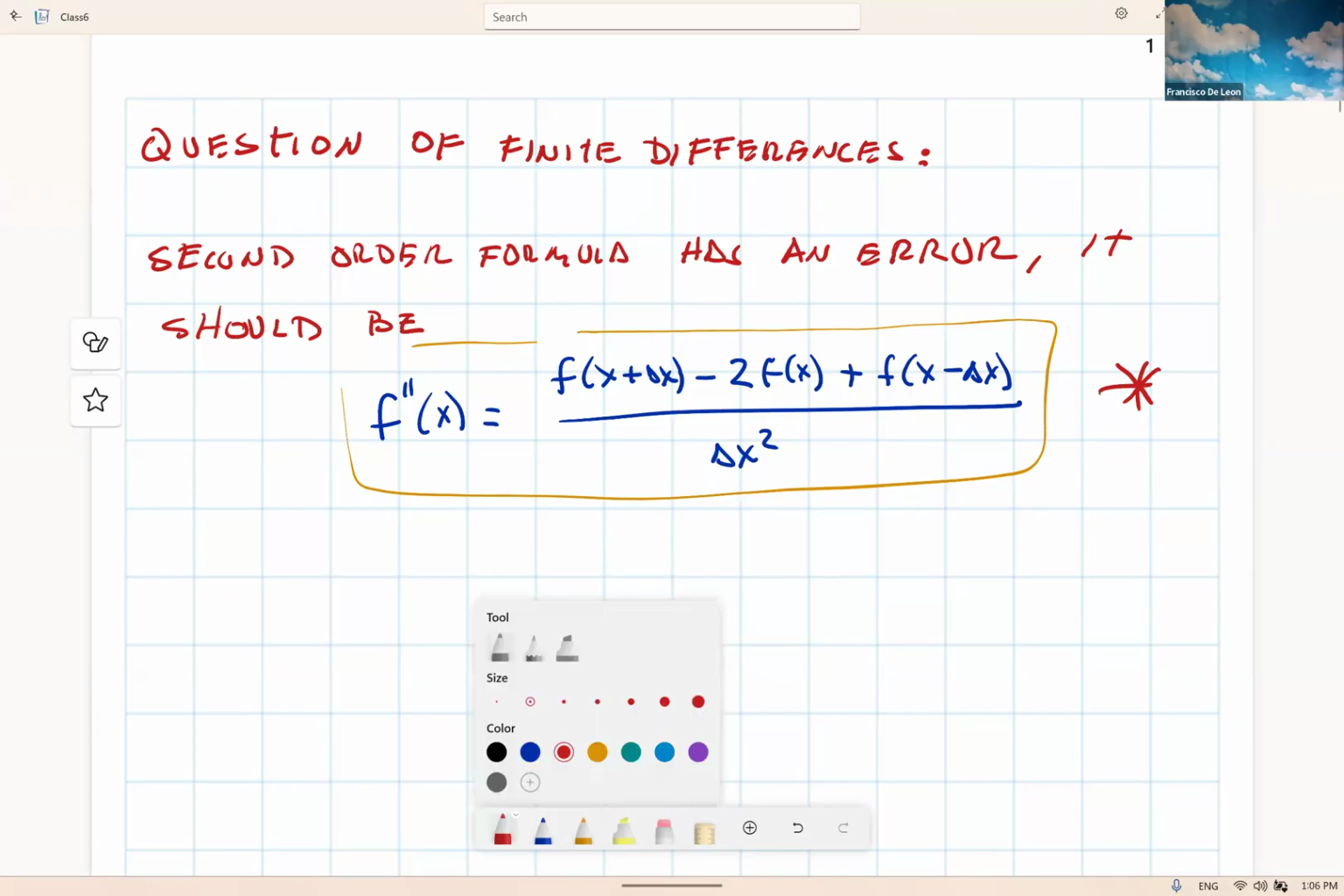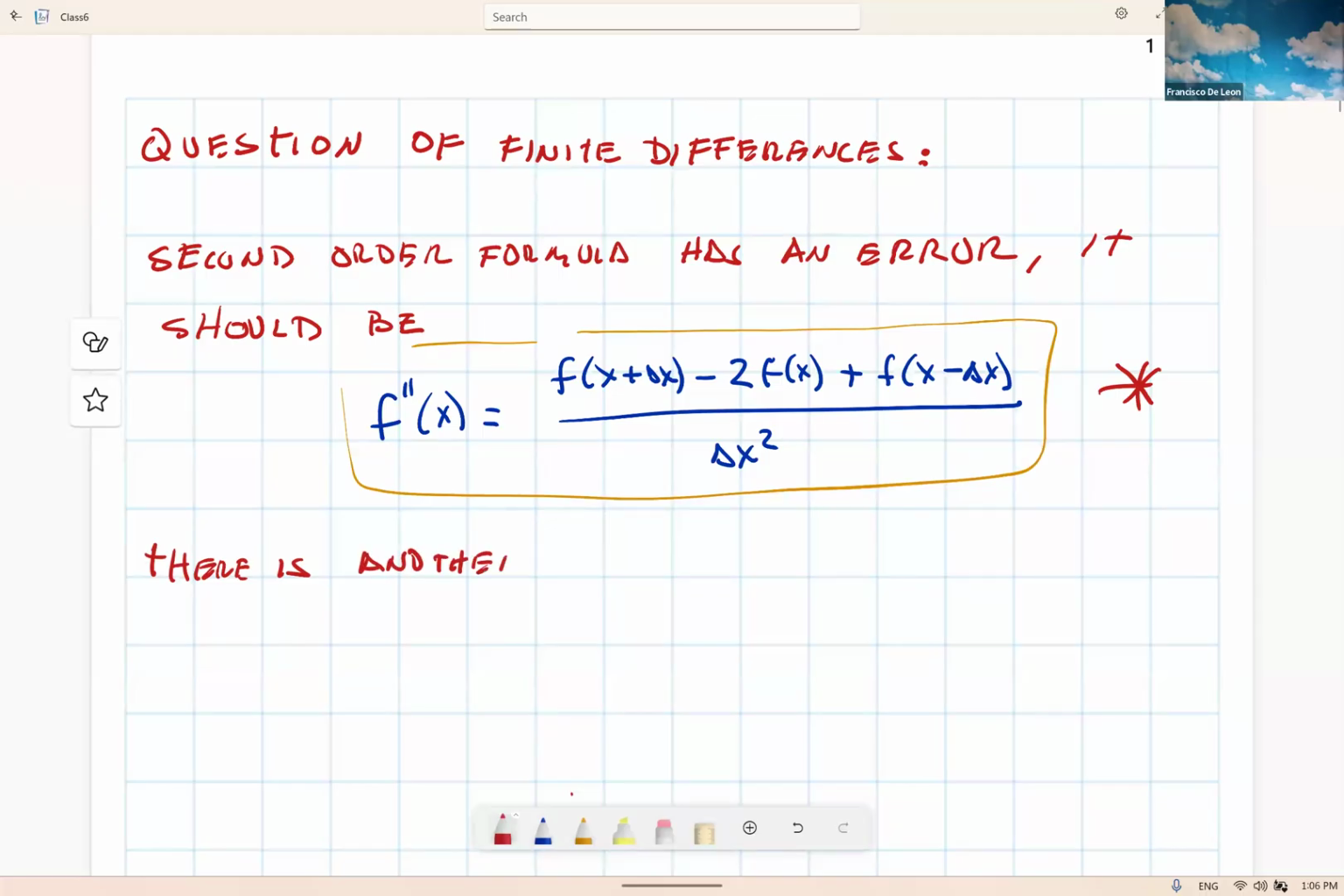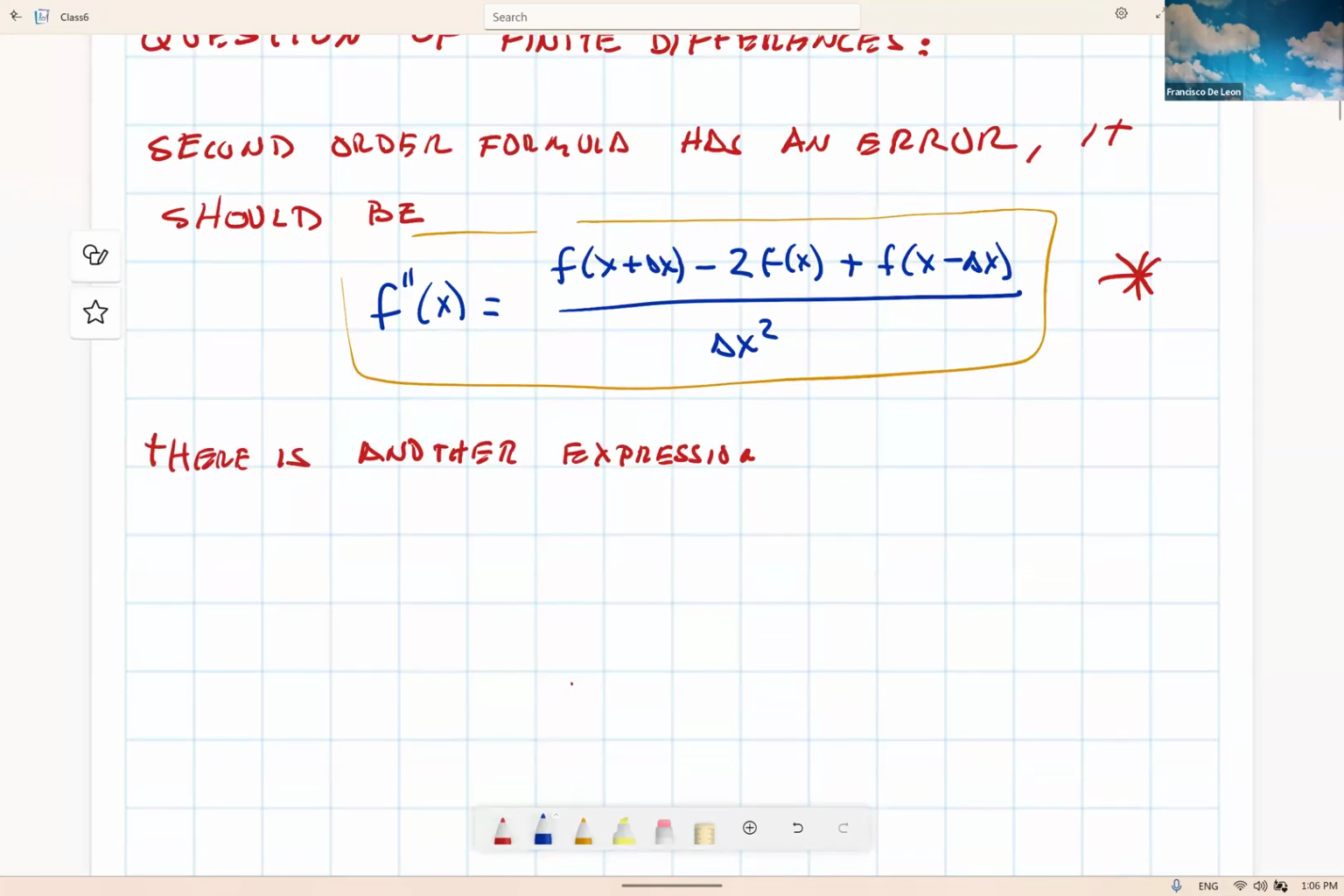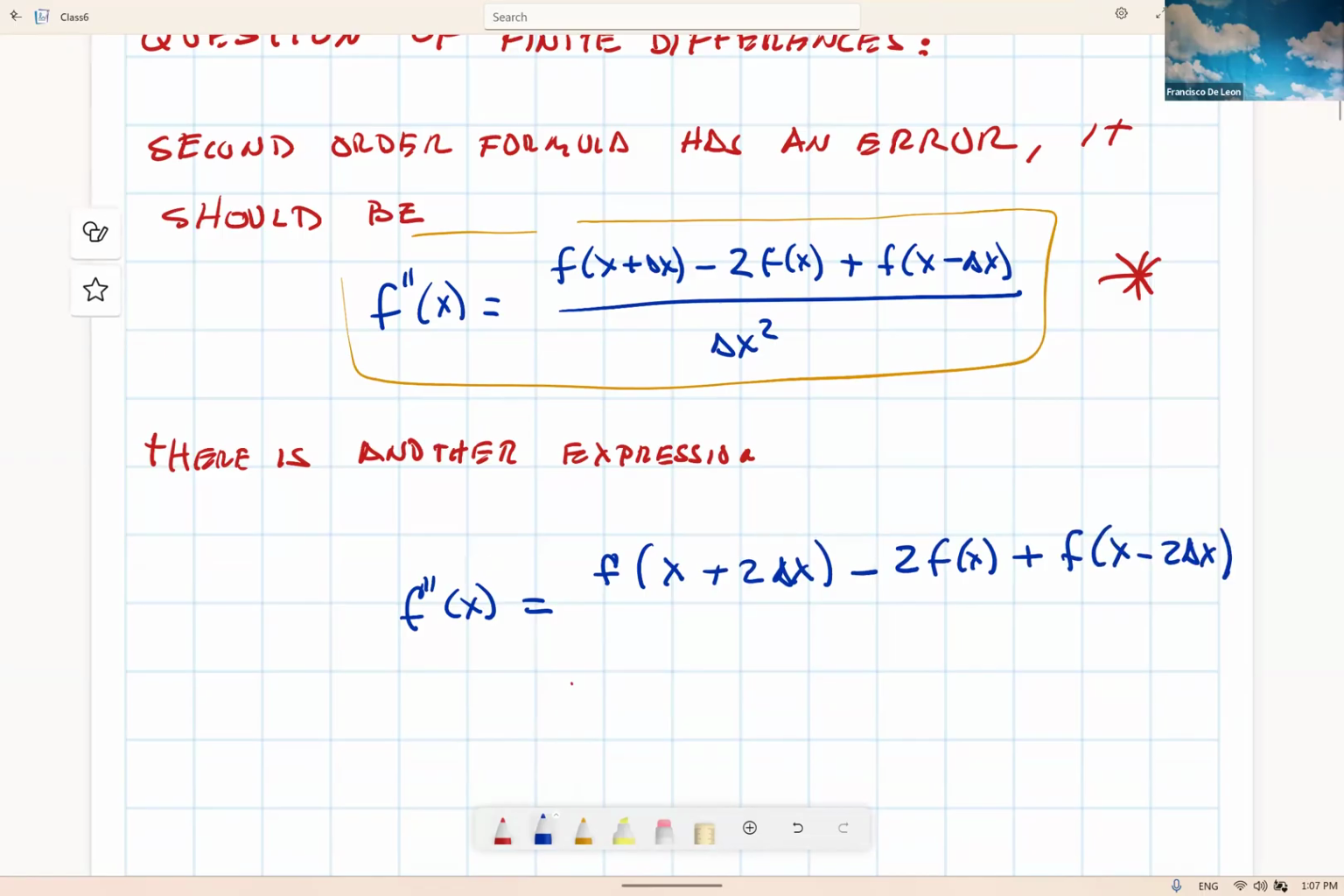Okay, so there is another expression that says f double prime of x is equal to this: f of x plus 2 delta x, minus 2 times f of x, plus f of x minus 2 delta x, divided by 4 delta x squared. So 2 delta x squared. Yes. Okay. Yeah. So the difference is exactly the same equation.